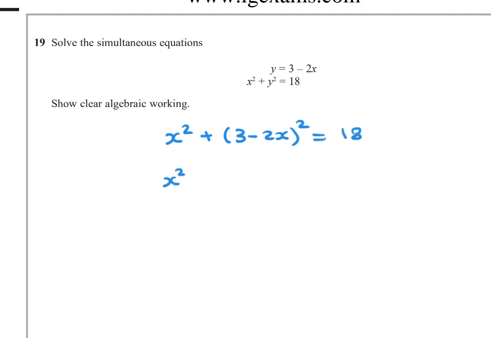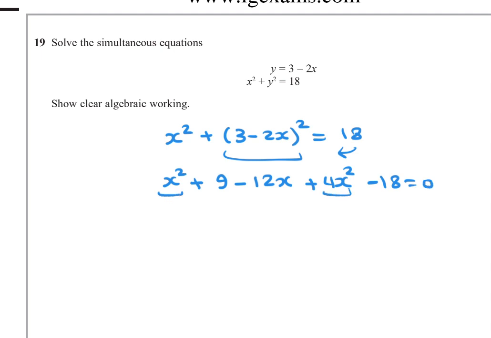So x squared, and expand. You can expand directly. 3 times 3, 9. Negative 2x times negative 2x, 4x squared. And for the middle term, 2 times 3, 6, 6 times 2, 12, so negative 12x. And transpose 18 to the other side, so minus 18 equals 0. Now 1x squared plus 4x squared, so 5x squared minus 12x, 9 minus 18, so negative 9 equals 0.